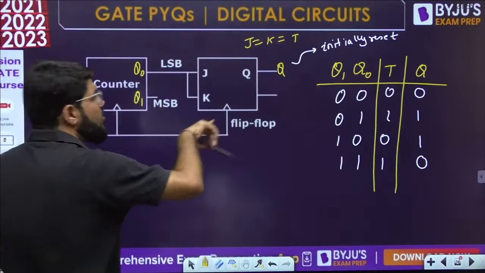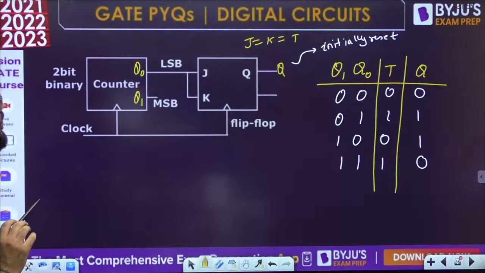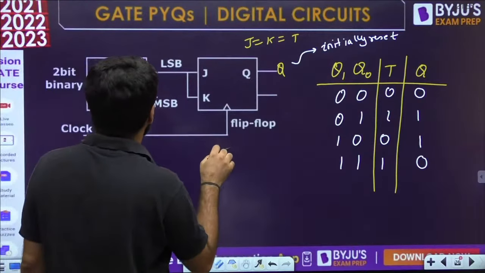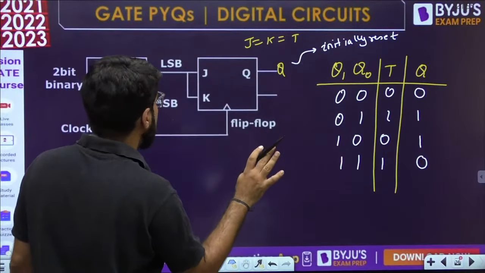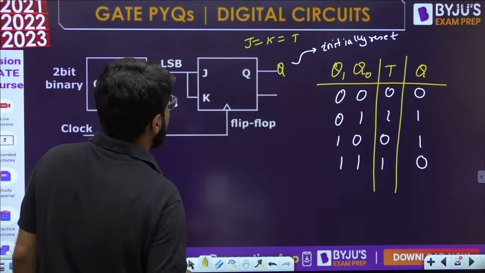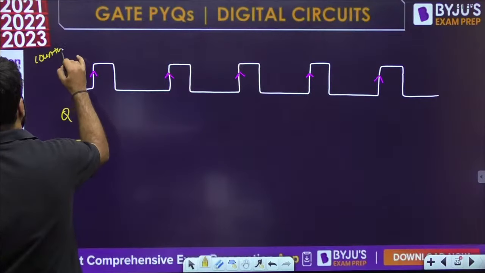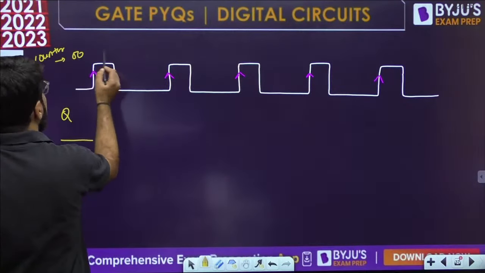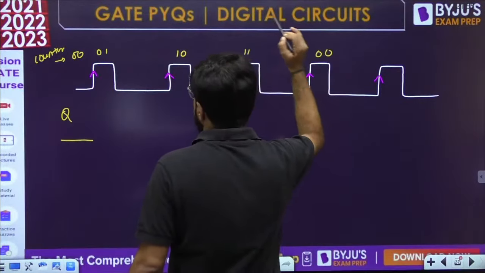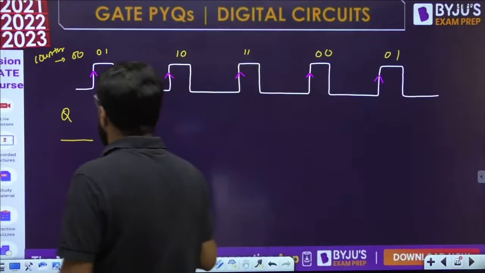So let's say initially I have taken 0, so next it is simply going to be 1. I have taken T as 0, initially it's stable at 0. Whenever the counter counts next, if I write the counter here, initially it is 00, after the first clock 01, then 10, 11, and then again 00, and then again 01. This is the repetition of the counter, we'll take it from here, okay?